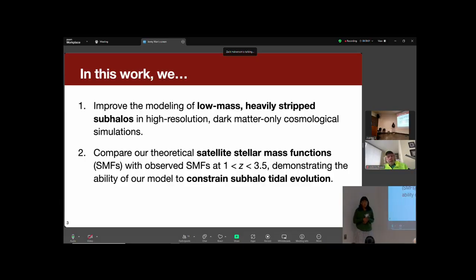So one of the main aims of our work was to improve the modeling of these low-mass, heavily stripped subhalos in simulations, and then to assess the consistency between our simulated satellite population and that observed by JWST at redshifts between 1 and 3.5. And then in doing so, we build this framework that can be used to constrain subhalo tidal evolution.